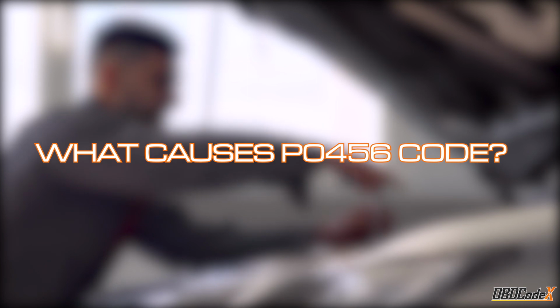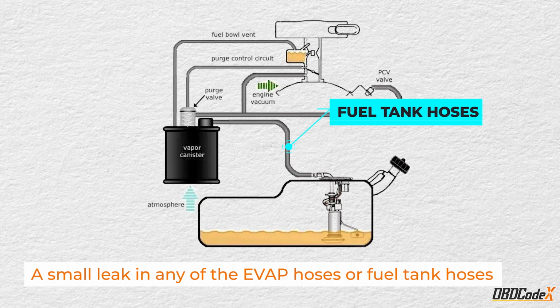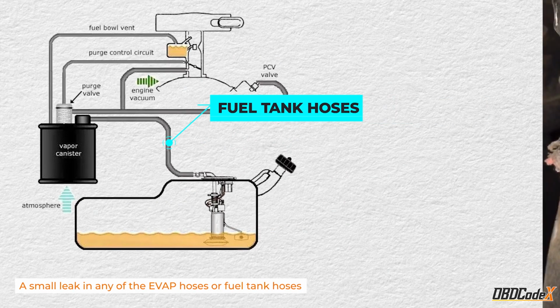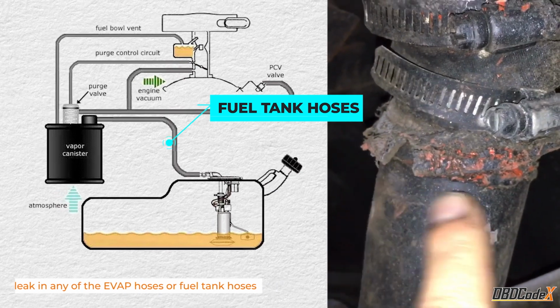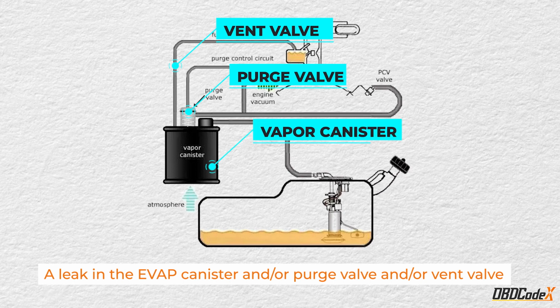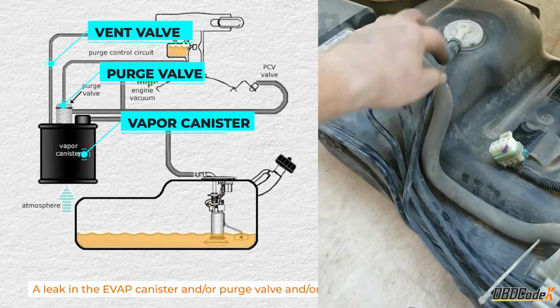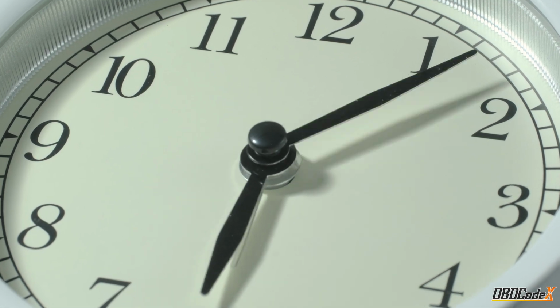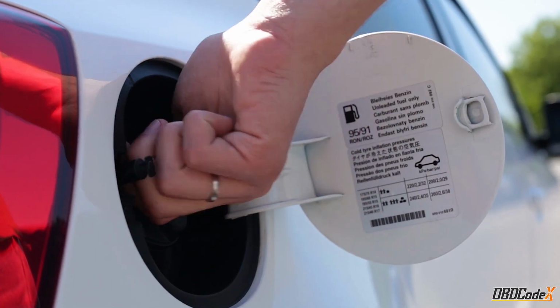Now it's time to dive into what can cause this pesky code to appear on your scan tool. There are a few common causes of the P0456 code, including a small leak in any of the evap hoses or fuel tank hoses, a small leak in the purge valve or vent valve, or a leak in the evap canister. These leaks can be caused by a variety of factors, such as wear and tear over time, damage from road debris, or even a loose gas cap.